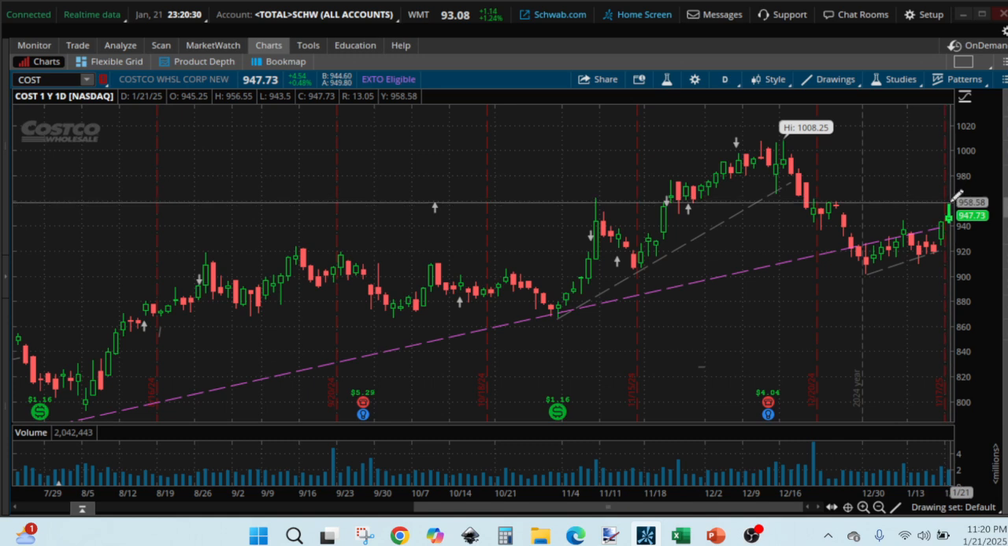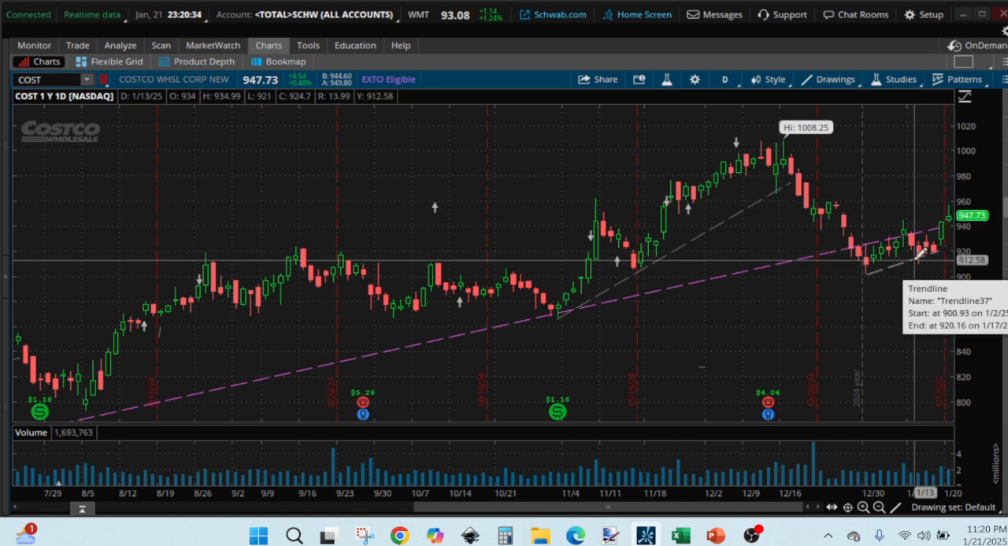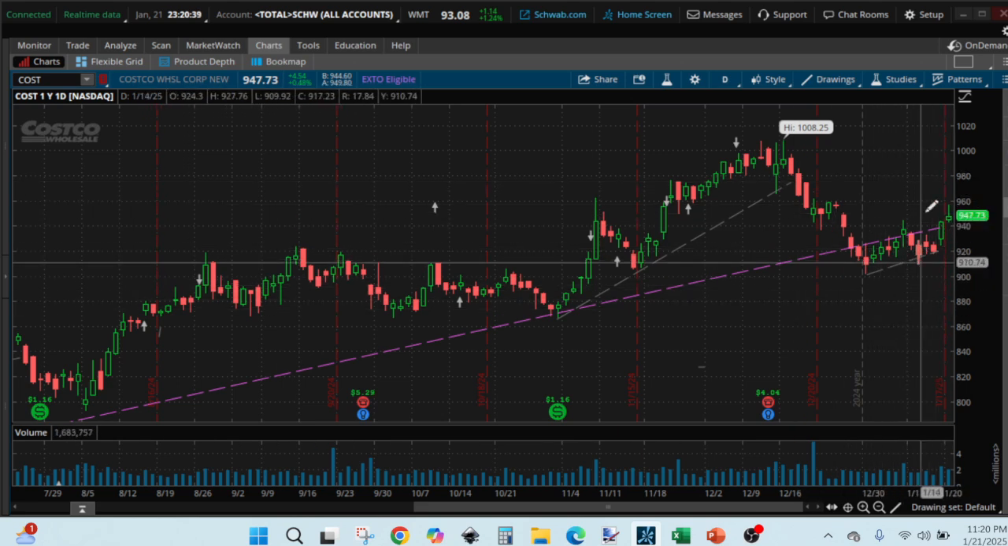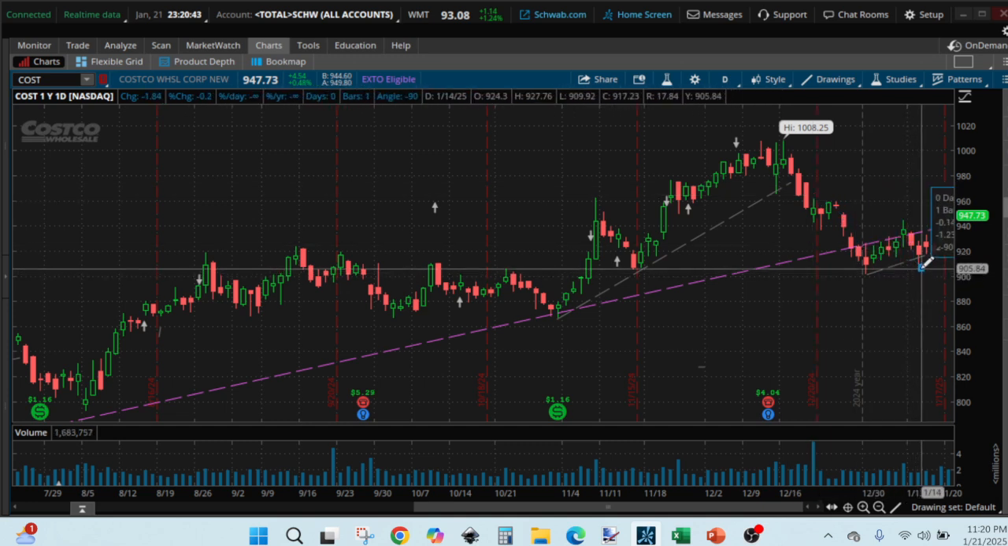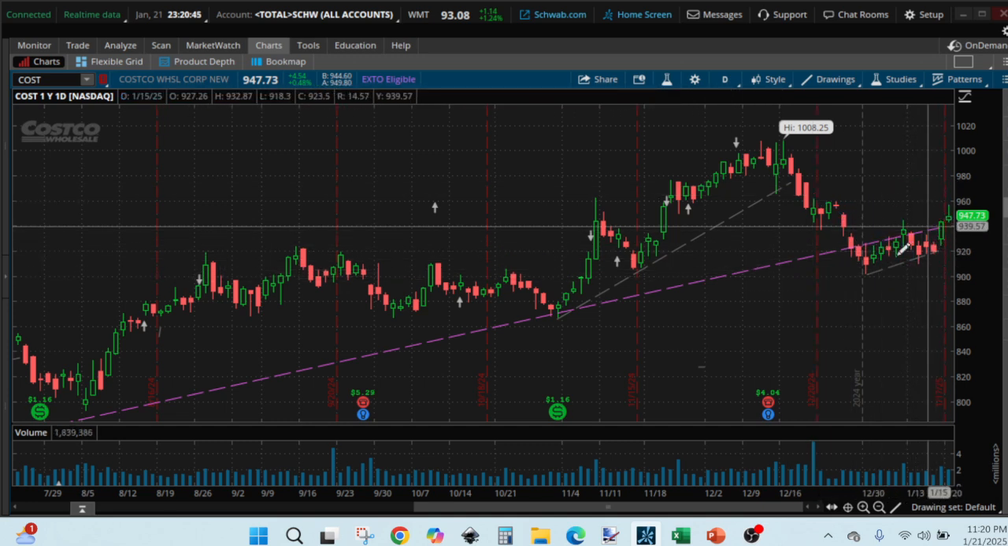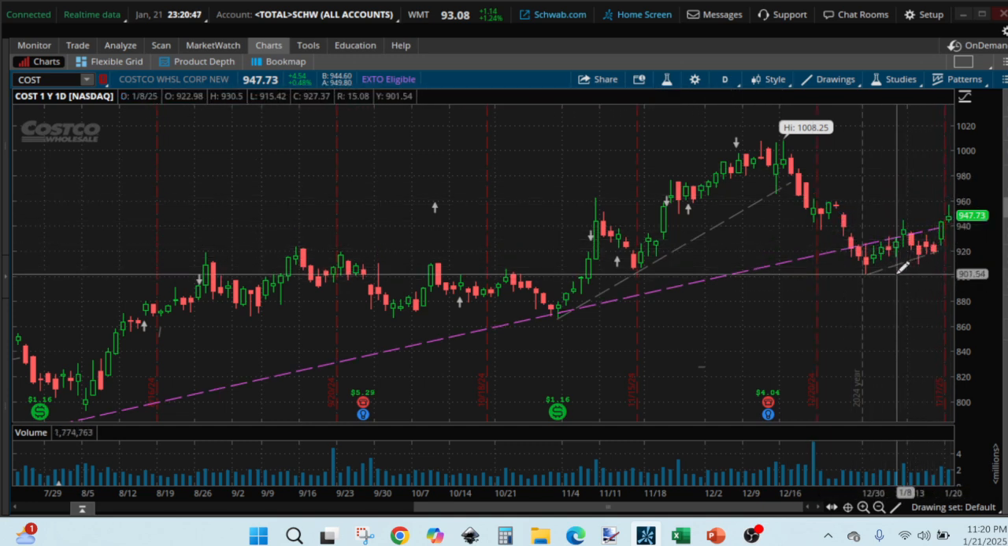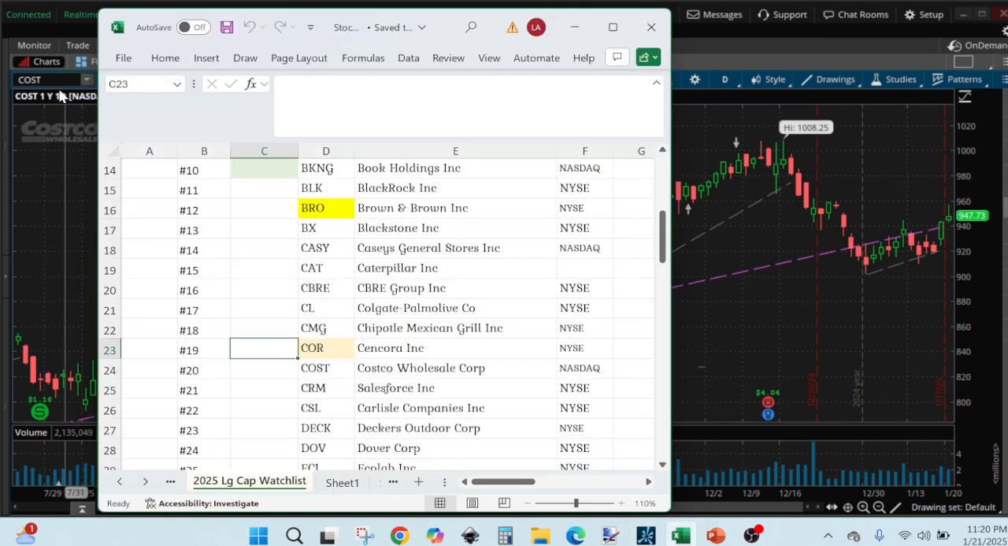Maybe if we have another pullback, then we can enter at the next green bar. But it is at the trend line. We just want a few higher lows to make sure that it's not going to continue to go down. You want to use that area as a support and start going up from there. The next one is CRM.